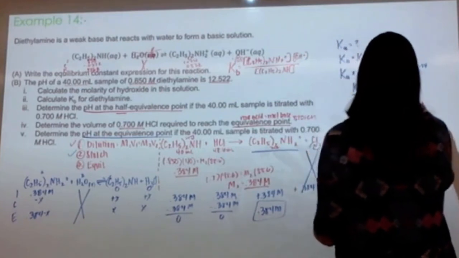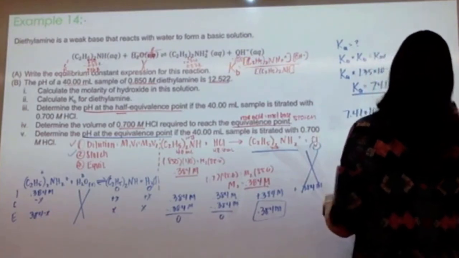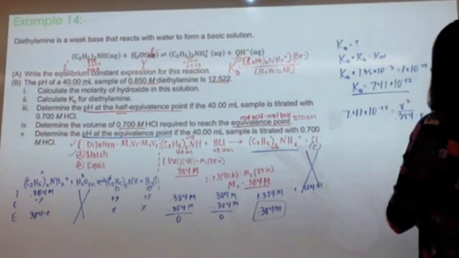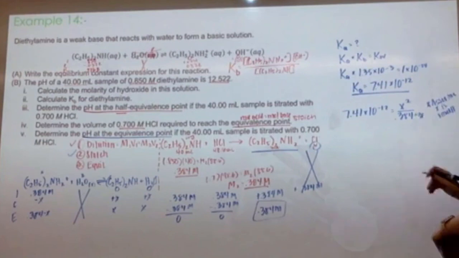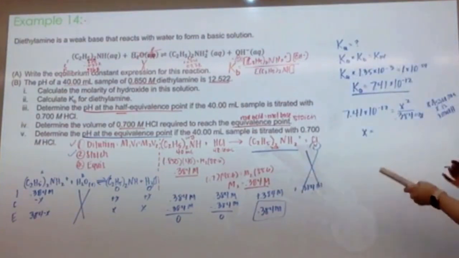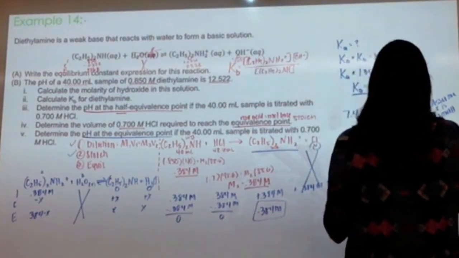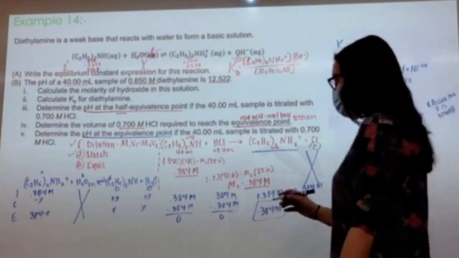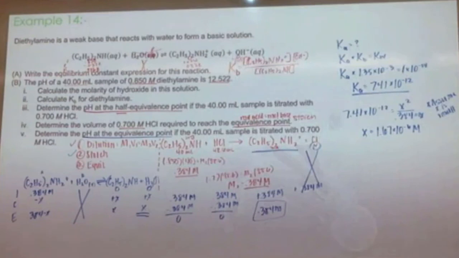7.41 times 10 to the negative 12 is x squared over 0.384 minus x. I'm going to assume x is small. That allows me to neglect that minus x. So multiply over, take the square root. I got 1.67 times 10 to the negative 6. That was x. If I go back and look at what I'm trying to find, I'm trying to find pH at the equivalence point.